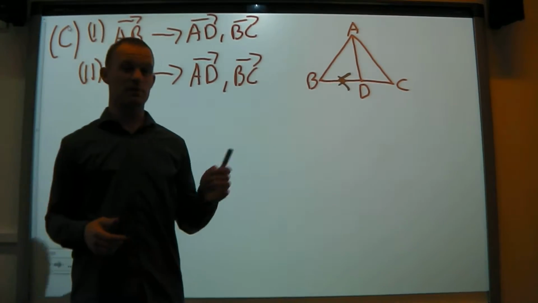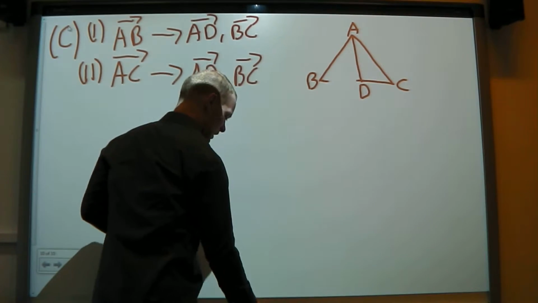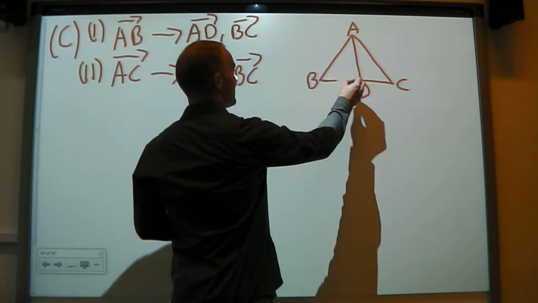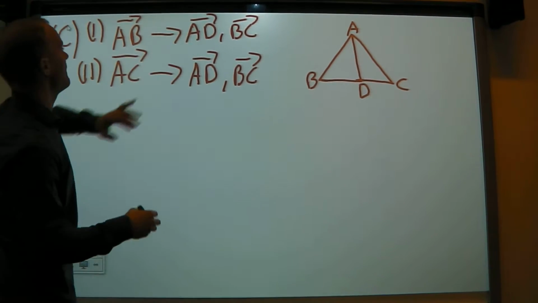Now if you weren't watching parts A and C, I'll just tell you again that this is probably the easiest question on Leaving Cert Paper 2 vectors, especially if you look at this part C, it's very easy. So we'll just do AB first.